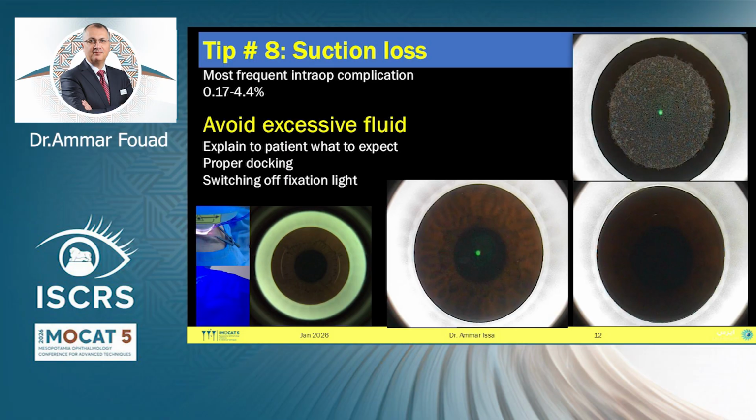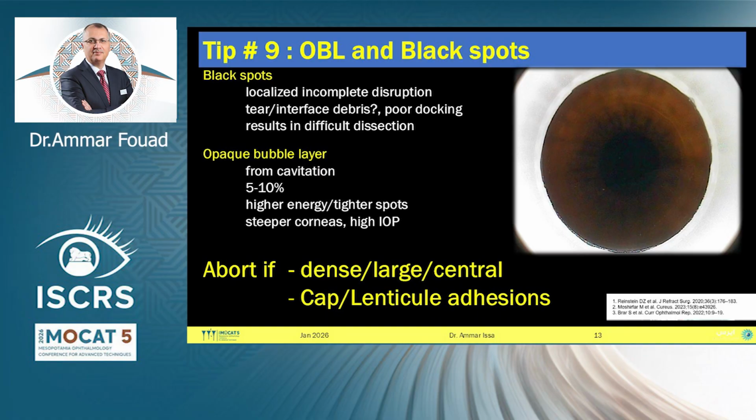OBL and the black spots may cause problems with the dissection, and many times it's related to the presence of tear debris, oily tear film, or poor docking, so you have to be aware of these things. If the black spots are dense and central and large, it's better to abort the surgery and stop, instead of dissecting through tissues which are uncut. When the cornea is uncut and you dissect, you increase the risk of haze and poor outcome.